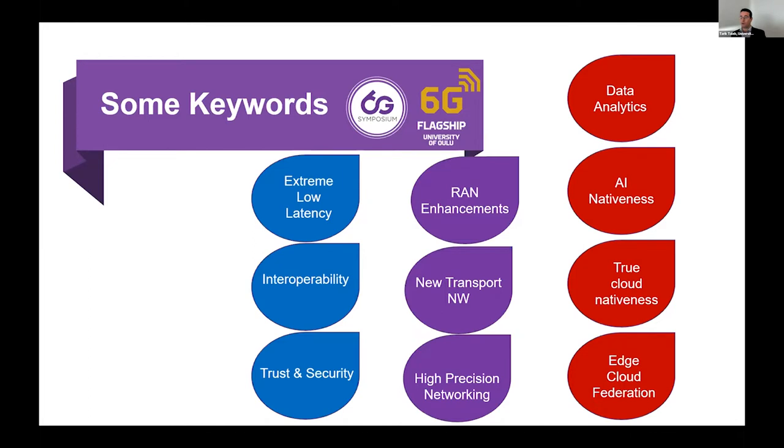Definitely we have more and more services that are actually in need of extreme low latency. There is this issue that always has to be dealt with when we deal with components coming from different vendors. So interoperability is an issue that should be addressed in the design of any system architecture. And last but not least, trust and security. But when we talk about all of these keywords and how we can reflect them in the design of the system architecture, are we talking about an evolution or a revolution?